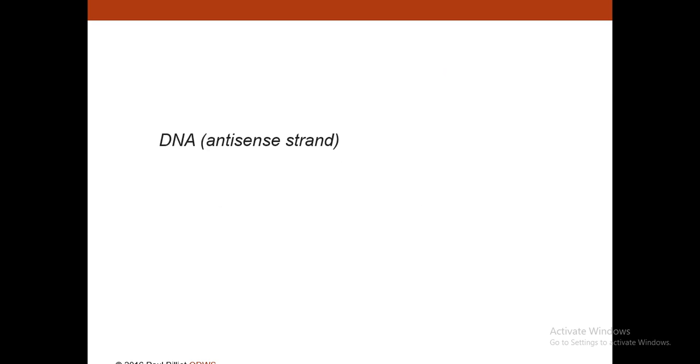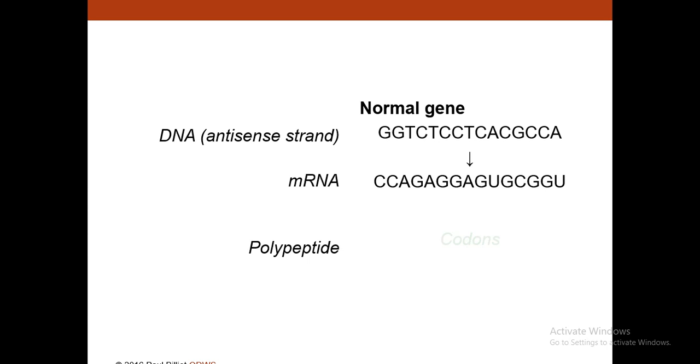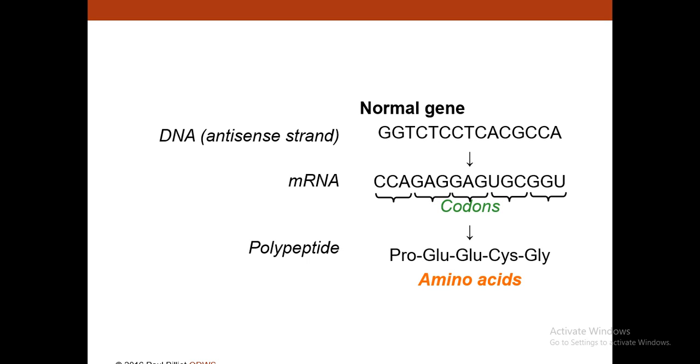From the DNA antisense strand, also known as the DNA 3' to 5' strand, you can create the mRNA and the polypeptide. So you have the normal gene setting here, and then we convert it into an mRNA, and the codons found in your mRNA will create the polypeptide given on the slide. Try to familiarize yourself with it. It now creates your polypeptide made up of different amino acids.